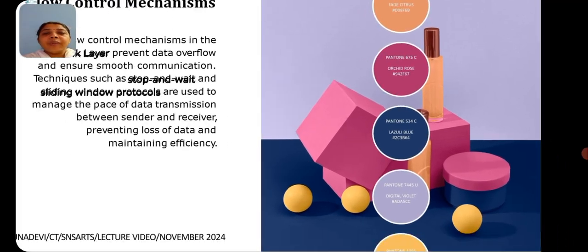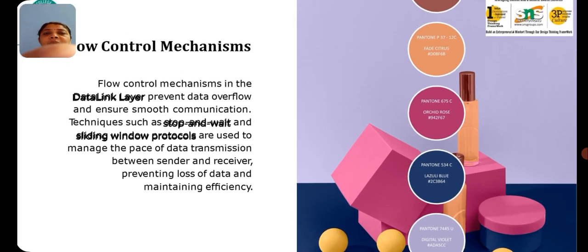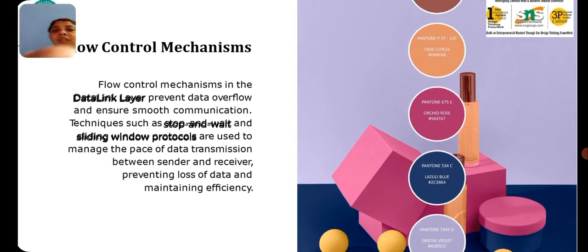Flow control mechanism: there are different flow control mechanisms to prevent overflow of data in the data link layer. They use different algorithms for transmitting the information, such as stop and wait and sliding window protocols, which are used to transmit the information between sender and receiver, and they have to prevent data loss. This mechanism will avoid packet loss while transmitting the information.